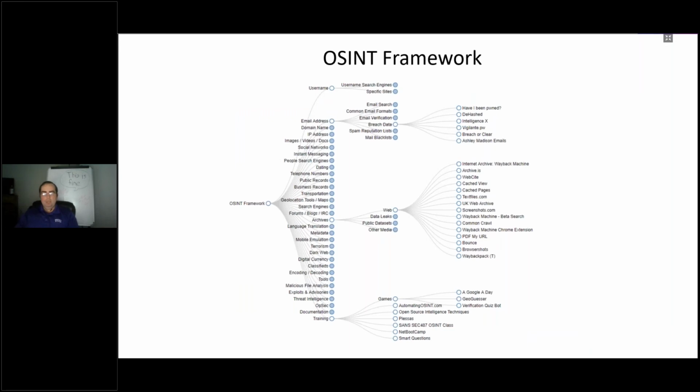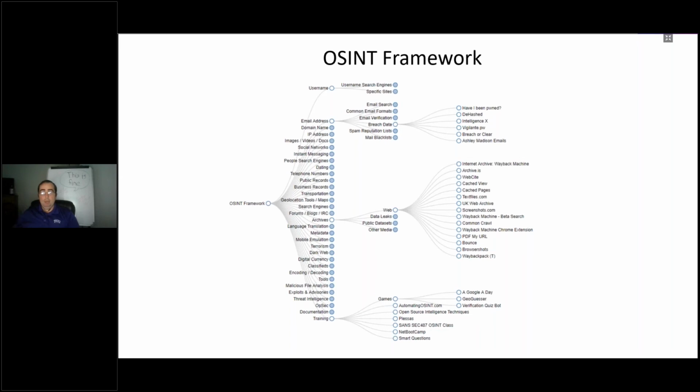Another good one is OSINT Framework. Punch that into your preferred search engine, and OSINT Framework will jump right to the top of it. And I mentioned earlier that we'll talk about different potential breach data. So if you follow to the top right there, email addresses and breach data, it will link you into a couple great search engines.